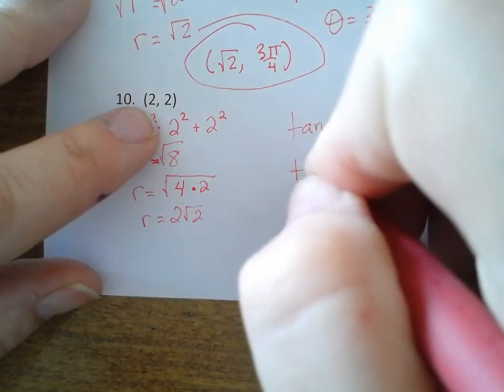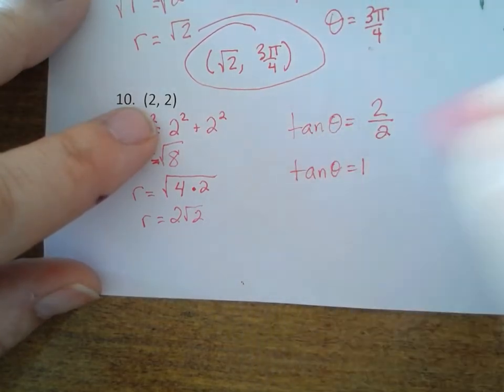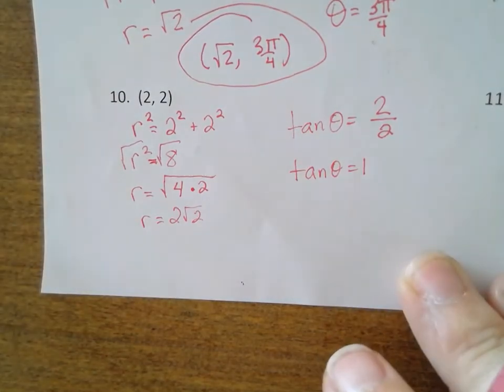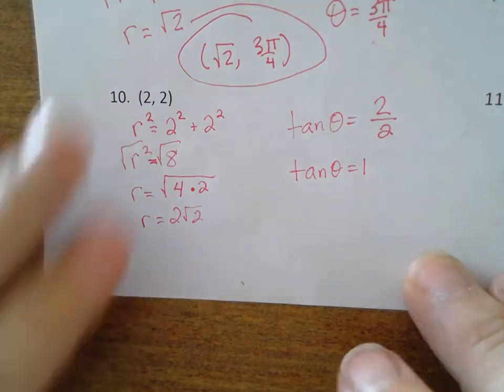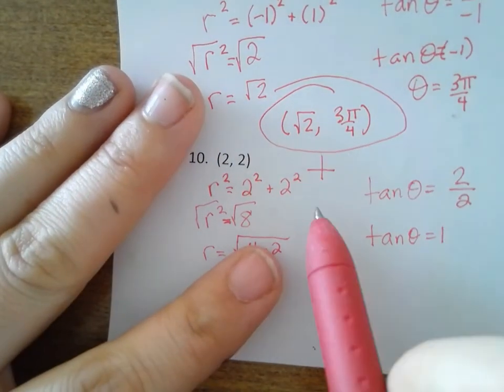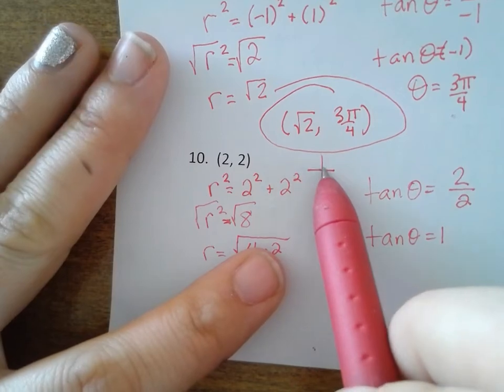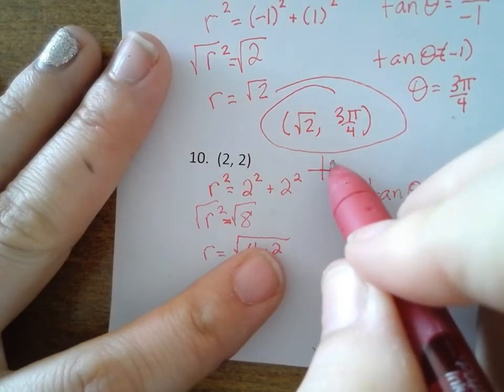So tangent of theta is equal to a positive 1. But there are lots of places on here that it could equal positive or negative 1. So what do I need to think about? Which quadrant am I in. So over here, if I'm at 2, 2, where does that put me? Well, 2, 2 is going to put me right about there.